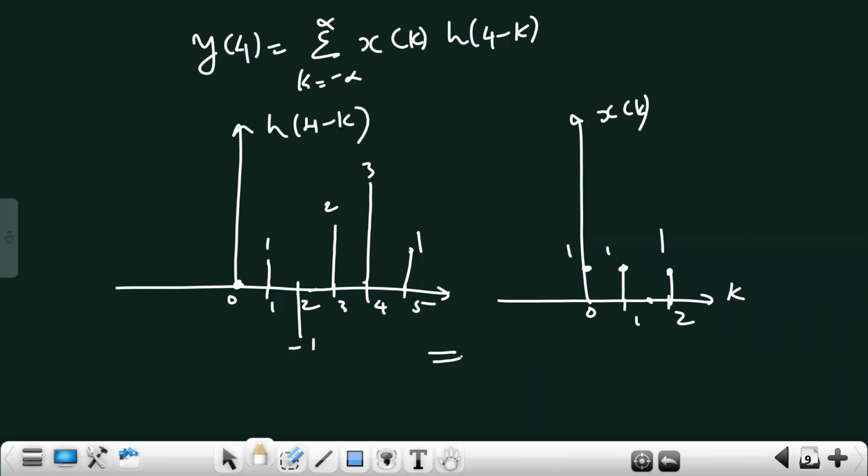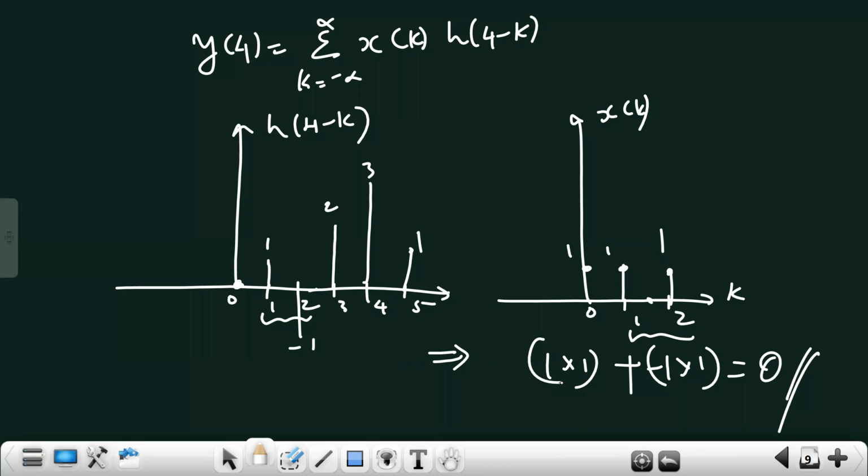Now, when you multiply this and add, the common signals that exist are from 1 and 2 only. These are the two instances of time where the signal exists, 1 and 2. At 1, you are having 1 and 1. At 2, you are having negative 1 and 1. What will be the answer? 0, right? Have you got the answer? Sir, is it 0? Yeah, 0. Any doubts?